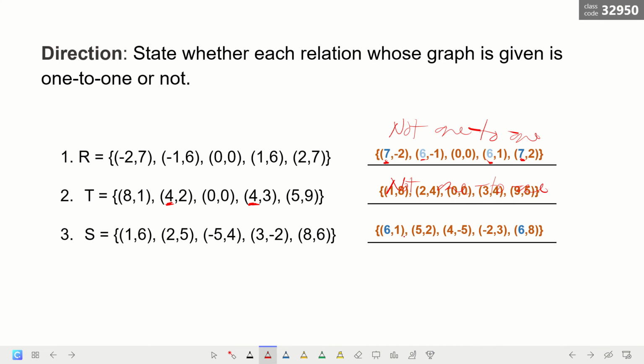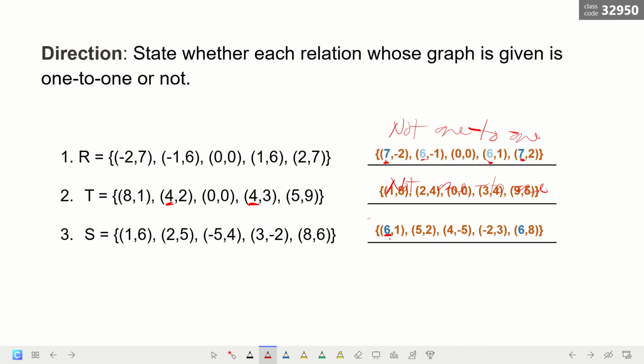Because, as you can see, we have a repetition in our domain. So, if we get the inverse of this, so 1, 6 has 6, 1. 2, 5 has 5, 2. Negative 5, 4 has 4, negative 5. 3, negative 2 has negative 2, 3. And then 8, 6 has 6, 8. So, its inverse relation is given by this set of ordered pairs.